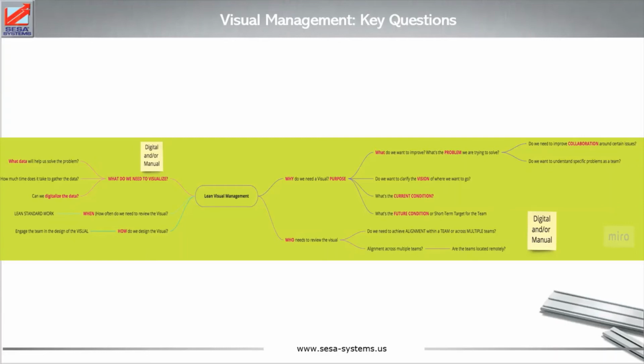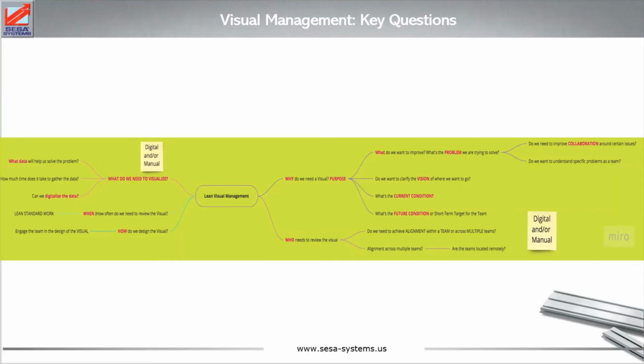And then the visual also needs to start showing the current condition. Where are we at in this particular issue? Once you know what the current condition is, the next question is, what is the target, or what is the future condition that we are trying to achieve? That is part of the visual, knowing what that target is, and then the team is going to start tracking that target.